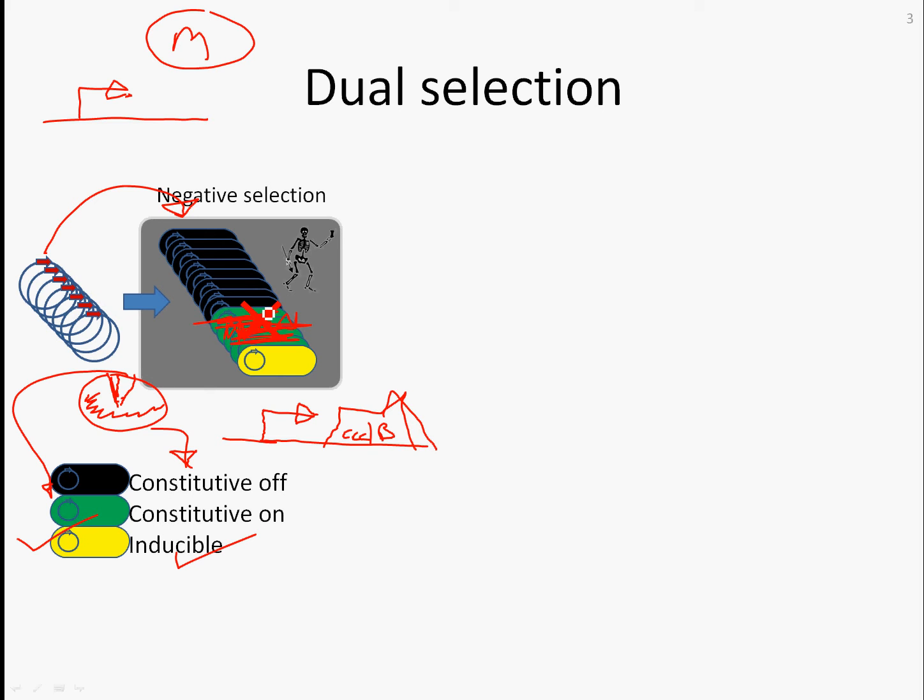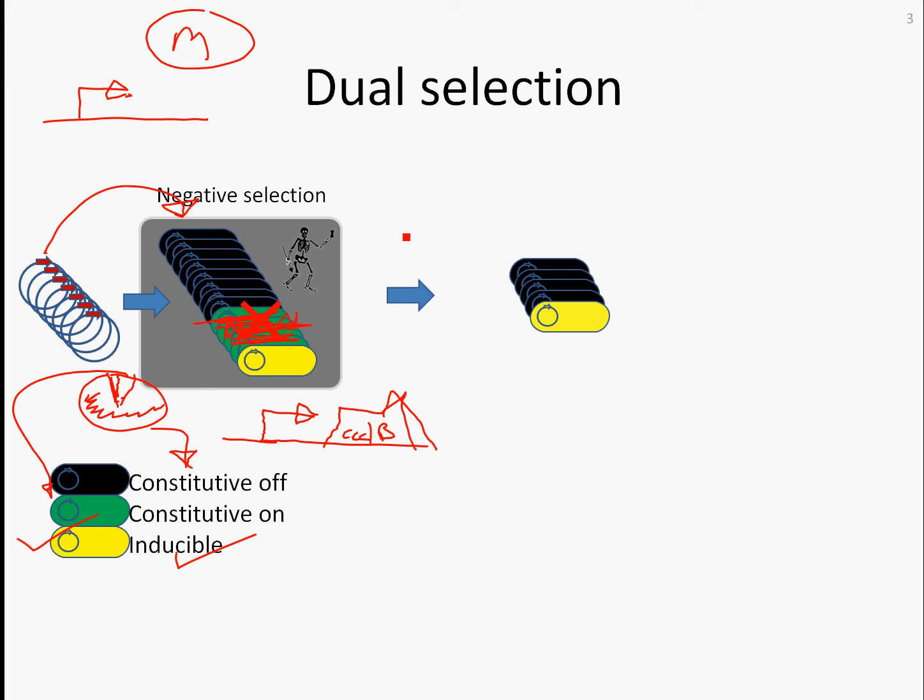It gets rid of those constitutive on mutants, and the output of that negative selection is only cells that are constitutively off or inducible. One more time, just to stress what went on: we attached the output of our library member to a counter-selectable marker, so that the constitutive on produced that marker and killed themselves, leaving only the constitutive off and the inducible. So we're halfway through our dual selection.